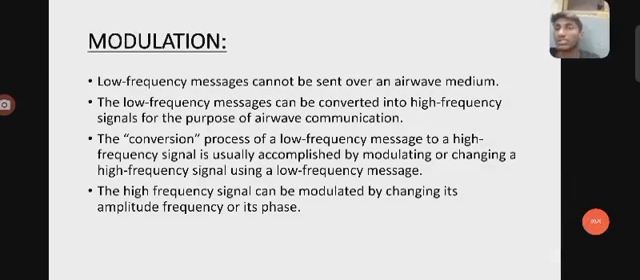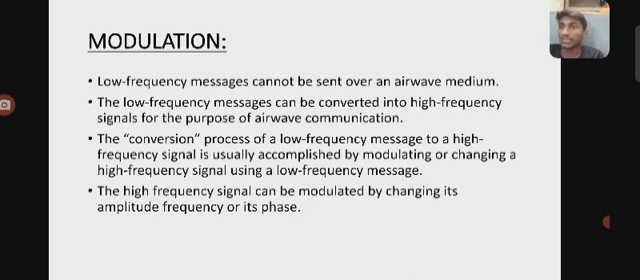So coming to the definition of modulation, in general we have to transmit the low frequency signal, which is the message signal, to a very large distance, but it isn't possible because there is a loss of power and information due to natural attenuation. So in order to transmit our message signal over a long distance, we use a technique called modulation.